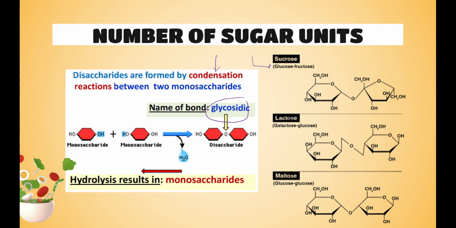For lactose, that is your galactose and glucose. For your maltose, we need two glucose units. And of course, once these disaccharides, not just your disaccharides, but all, including your oligosaccharides and your polysaccharides, are hydrolyzed, we get the monosaccharides. Hydrolysis would result in getting our monosaccharides.